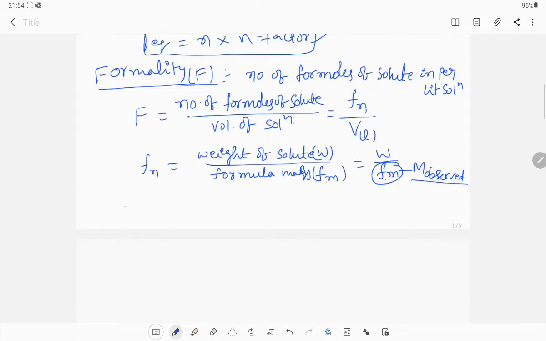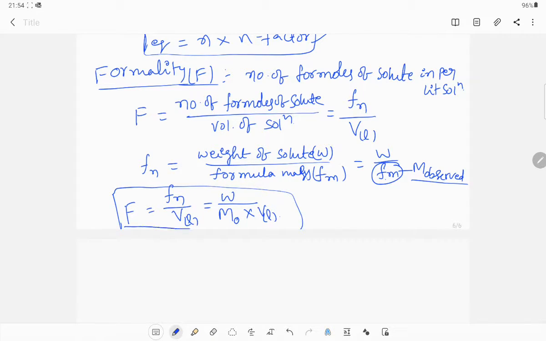Now I can represent the formality formula. Formality is equal to formula moles of solute divided by volume of solution in liters, and formula moles of solute is nothing but weight divided by observed molecular mass, into V in liters. This is the formula for formality.